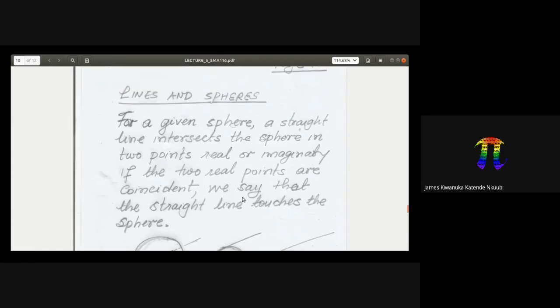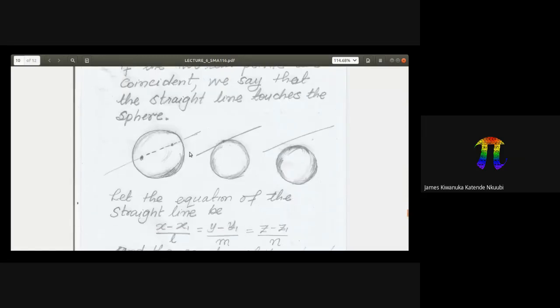So, lines and spheres. If you're given a sphere and a straight line, there are 3 options that can happen. We have tried to draw them here. You can have this situation where the straight line cuts the sphere in 2 distinct points. If that is not the case, you can have the situation where the straight line just touches the sphere at exactly 1 point. Then there's this third situation where the straight line does not touch the sphere at all.